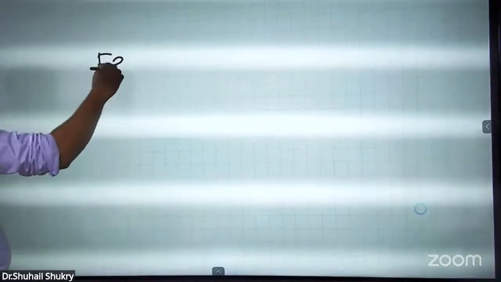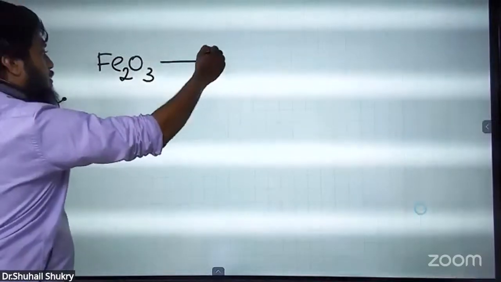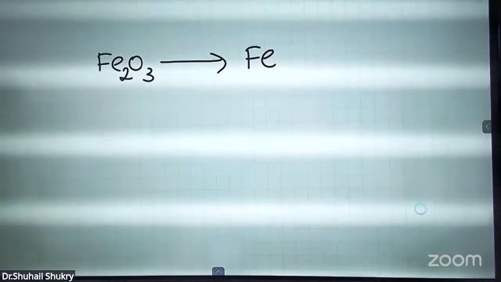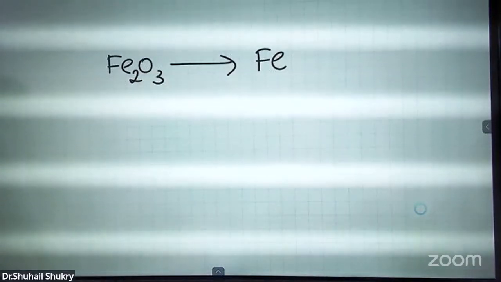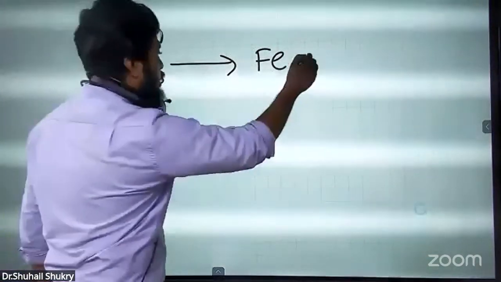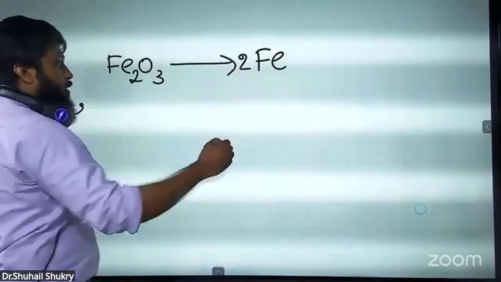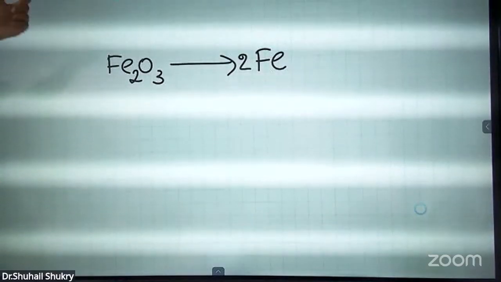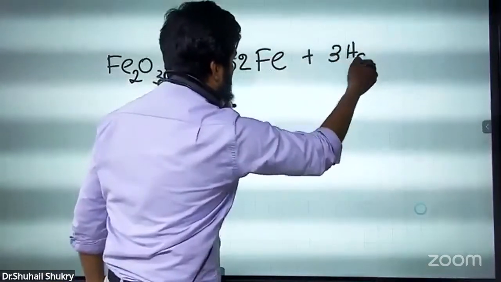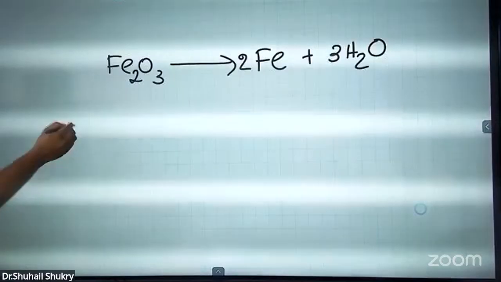Fe2O3 becoming Fe. I want to write the half reaction for this. How will you write this? First of all, I have to balance what? Iron. So put 2 Fe. How many oxygens should I write? I need 3 oxygen. Therefore, I have to add how many water molecules on that side? 3 water molecules, 3 H2O. If I write 3 H2O there, how many H+ should I write here?